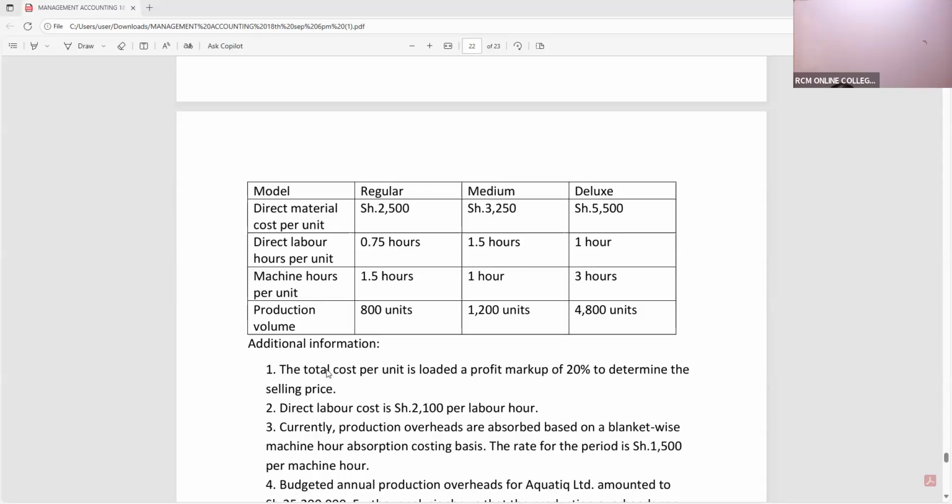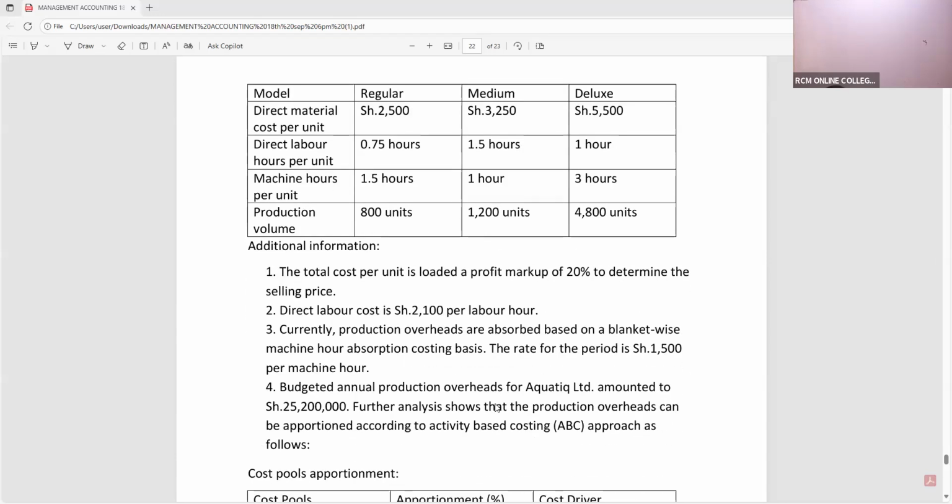Additional information: the total cost per unit is loaded with a profit markup of 20% to determine the selling price. Direct labor cost is shillings 2,100 per labor hour. Currently, production overheads are absorbed on a blanket-wide machine hour absorption costing basis. The rate for the period is 1,500 per machine hour. Budgeted annual production overheads for Aquatic Limited amounted to 25,200,000. Further analysis shows that the production overheads can be apportioned according to ABC.